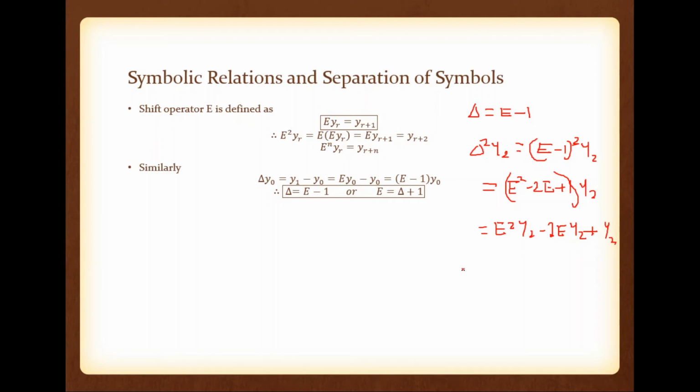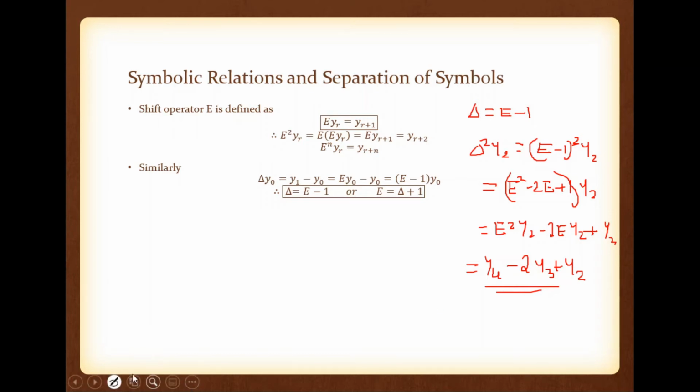Okay. So now the question is, what is E squared y2? E squared means the second next data of y2, that is y4, minus 2 into what is E y2? The next data of y2, that is y3, plus what is y2? That is simply y2. So delta squared y2 is nothing but y4 minus 2y3 plus y2. Is it okay? So this is y4 minus 2y3 plus y2.